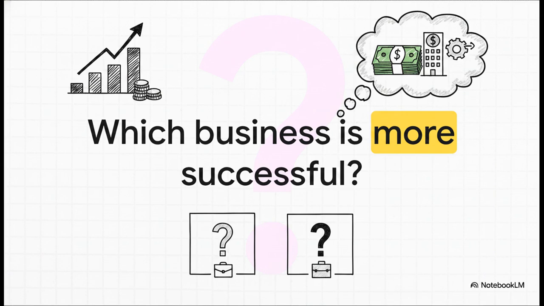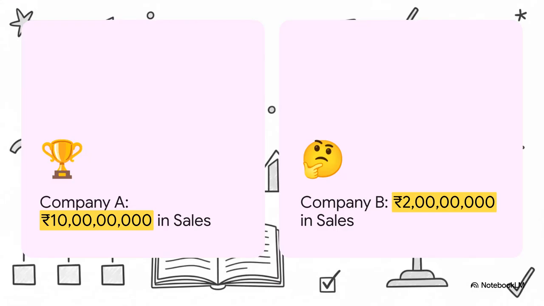I've got two businesses here. Just take a quick look. Which one do you think is doing better? Now, at first glance, you're probably looking at company A with its 10 crore in sales and thinking, well, that's a no-brainer. But here's the thing. Sales figures are just the headline. To really get the story, we've got to see what's left after all the costs are paid. And that, my friends, is exactly where profitability ratios come in.